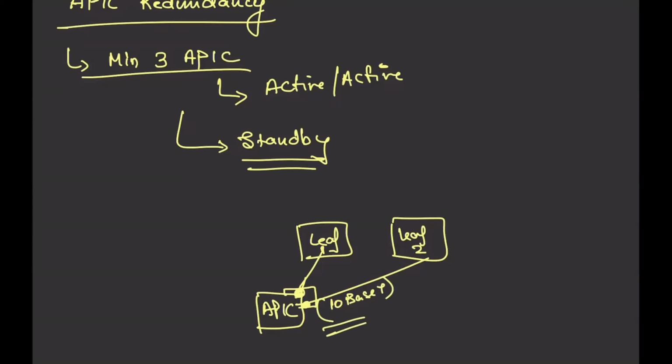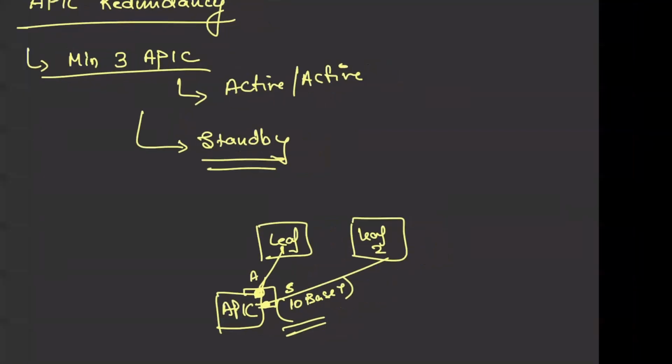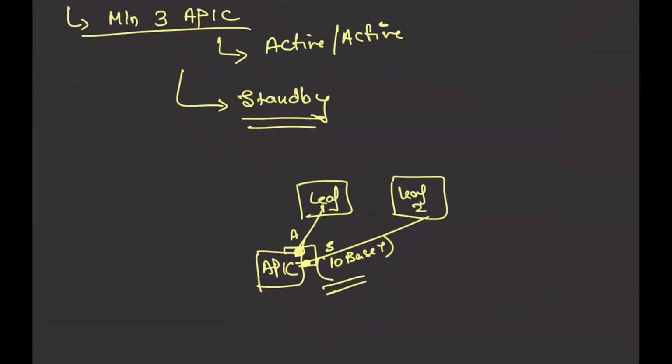This connection is active-standby automatically. There is no configuration that you need to do. Automatically, it is going to be an active-standby connection. So if one link fails, it takes over with the other one. Also, your APIC has an out-of-band port. So now let's discuss the different ports you have on your APIC.